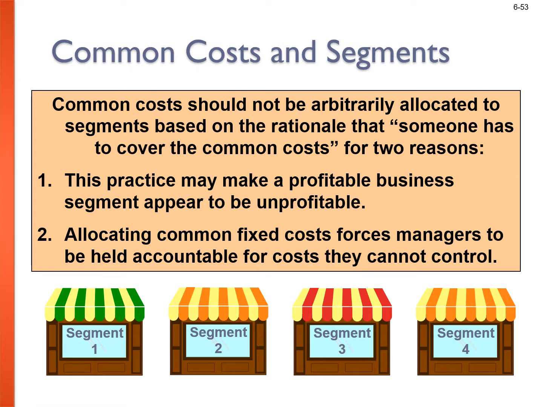Common costs should not be arbitrarily allocated to segments based on the rationale that someone has to cover the common costs, for 2 reasons. This practice may make a profitable business segment appear to be unprofitable. Just keep the traceable costs. Allocating common fixed costs forces managers to be held accountable for costs they cannot control.